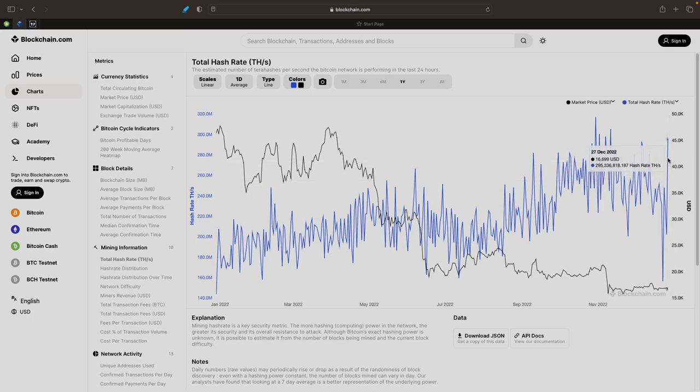Let's see, where are we at now? We spiked quite high, 295. Wow, that's a pretty big spike there. 295 million terahashes. So looks like miners are getting plugged back in.